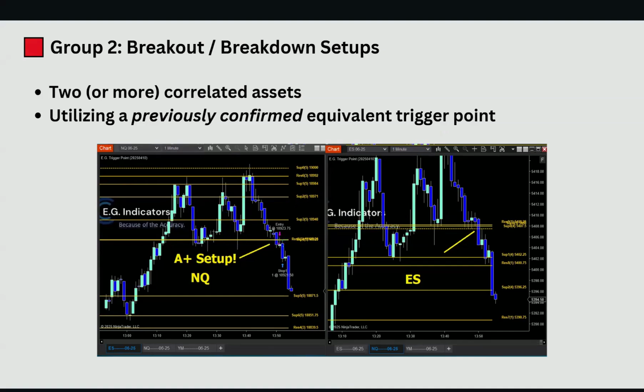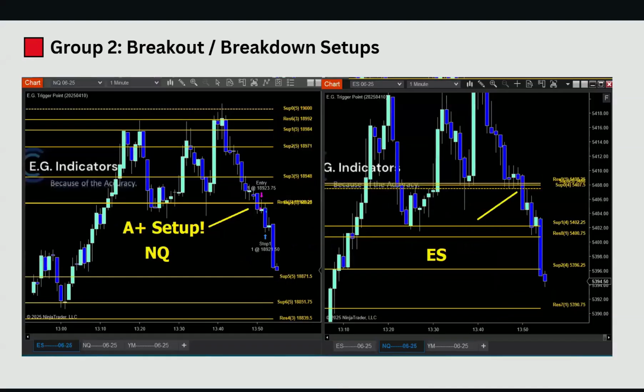So we wait for the break of the correlated instrument and take the retest of resistance. Okay, we wait for the break on both. The second instrument is used to confirm the break. We expect them to do it together. And then we take the retest and the continuation to the downside. Guys, this is my favorite setup, when there's enough room underneath for the market to go down.